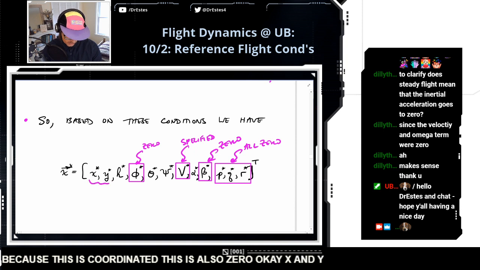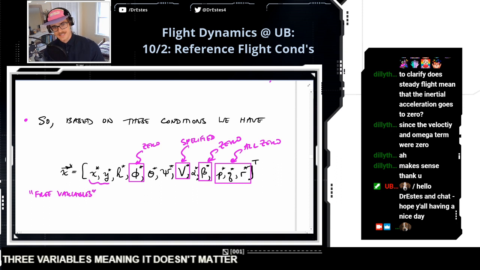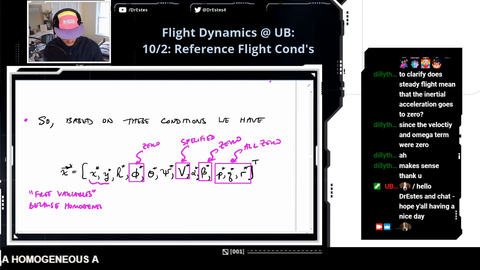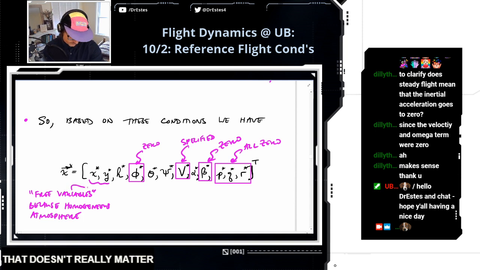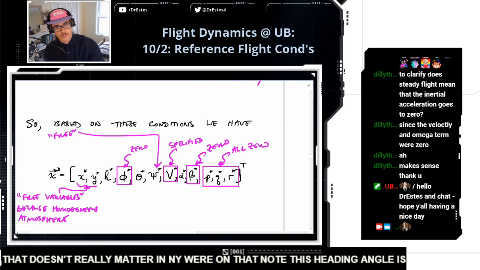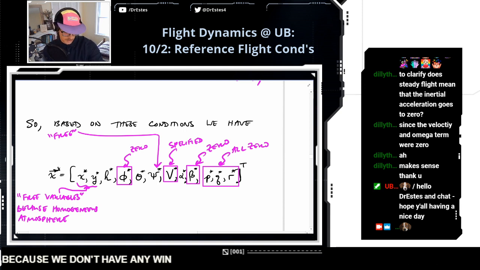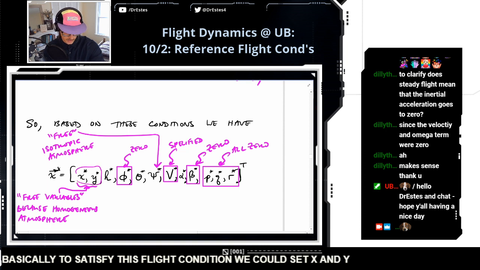Okay, X and Y, I'm gonna call these free variables, meaning it doesn't matter what I set these to, because we assumed a homogeneous atmosphere. That doesn't really matter. And while we're on that note, this heading angle is also free because we don't have any wind, so we have the isotropic atmosphere. So basically, to satisfy this flight condition, we could set X and Y, it could be anything. This could be anything.